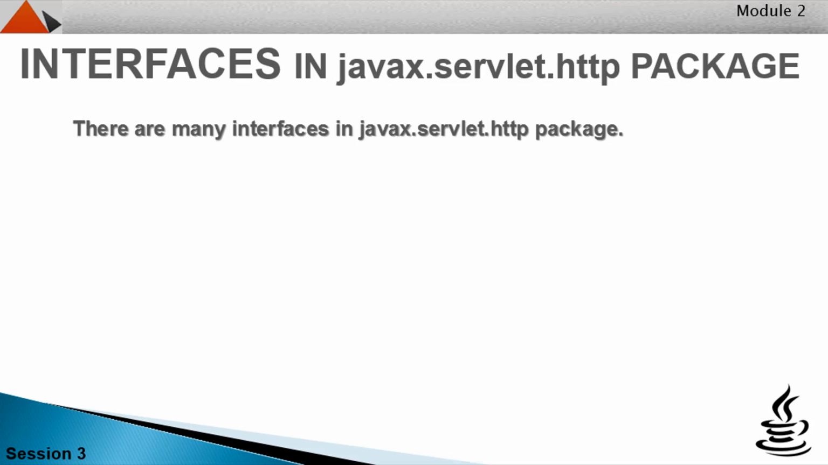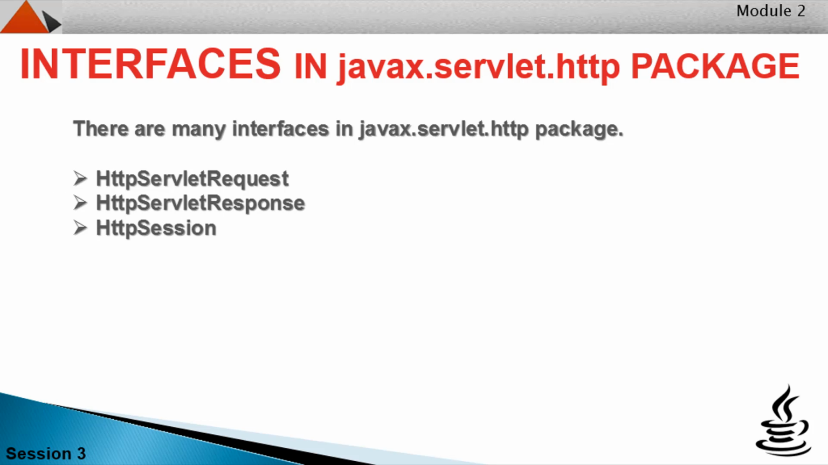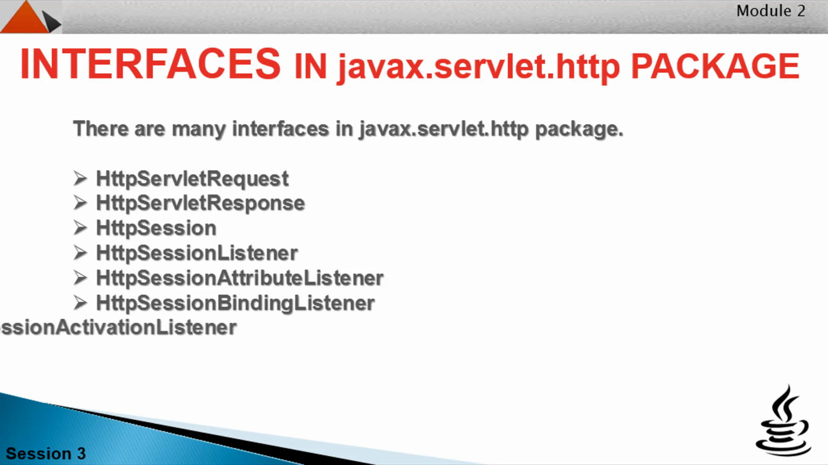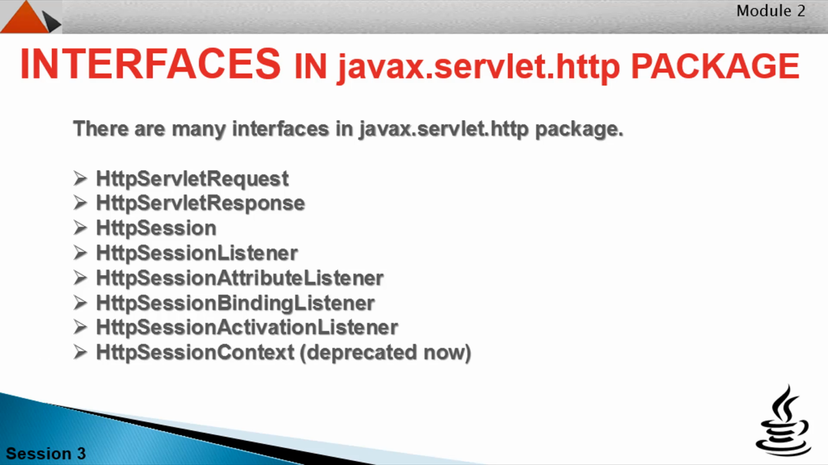Interfaces in the javax.servlet.http package. There are many interfaces in the javax.servlet.http package. They are as follows. HttpServletRequest, HttpServletResponse, HttpSession, HttpSessionListener, HttpSessionAttributeListener, HttpSessionBindingListener, HttpSessionActivationListener, and HttpSessionContext. This interface has been deprecated now.